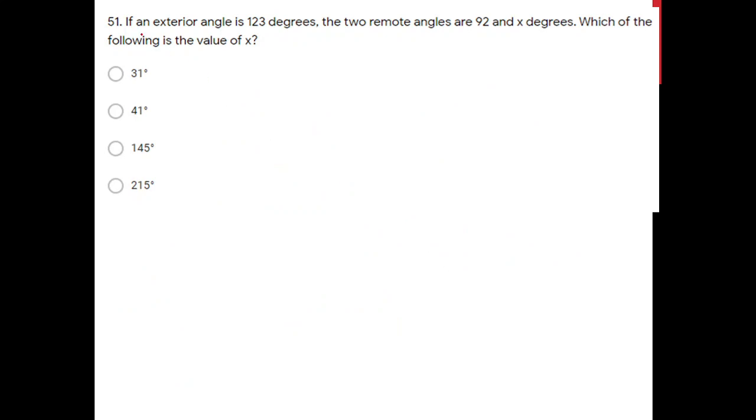Next, if an exterior angle is 120 degrees, the two remote angles are 92 and x degrees. Which of the following is the value of x? Now, this is very important. Since you have two angles here, basically we're talking about a triangle. Okay. This is the external angle, which is equal to 120 degrees.